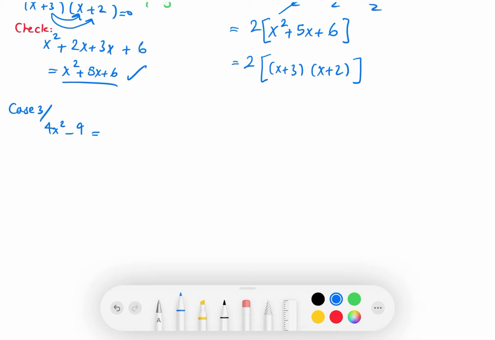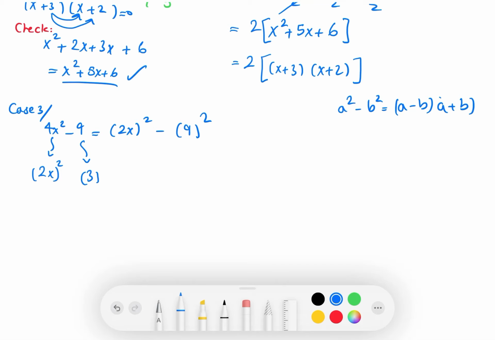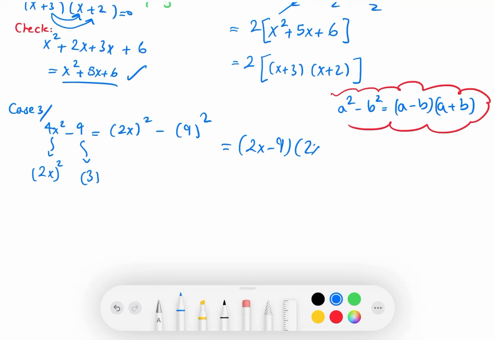What are the perfect squares in case 3? Well, if you raise 2x to the power of 2, you get 4x squared. So that's a perfect square. And also, if you raise 3 to the power of 2, you get 9, which is also a perfect square. So (2x) to the power of 2 minus 3 to the power of 2 is the difference of two perfect squares. a squared minus b squared is equal to a minus b times a plus b. This was the general rule. So over here, you could have just written this as 2x minus 3 one time, and then 2x plus 3.